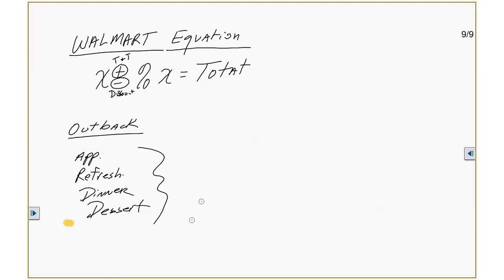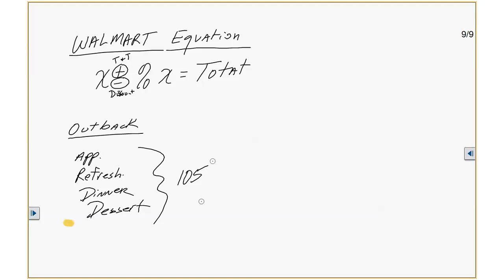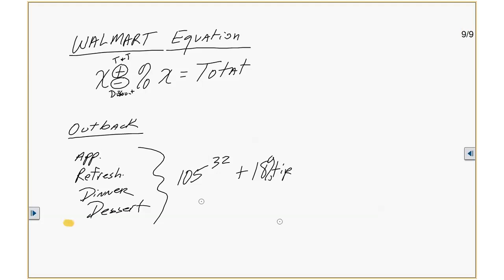Okay? So let's say it comes out to be $105.32. Well, you want to put a tip with that, and usually 20%. But let's say you're a stingy person, and for calculation purposes, you want to do 18%. Plus the 18% tip. Then you put it through the Walmart equation. 105.32.